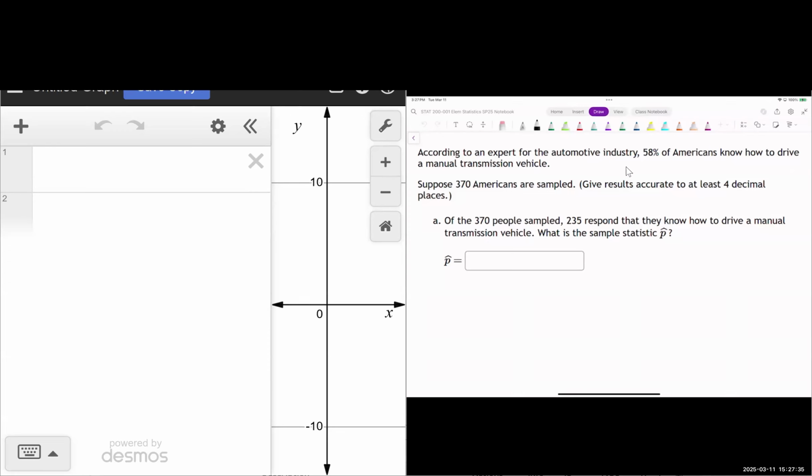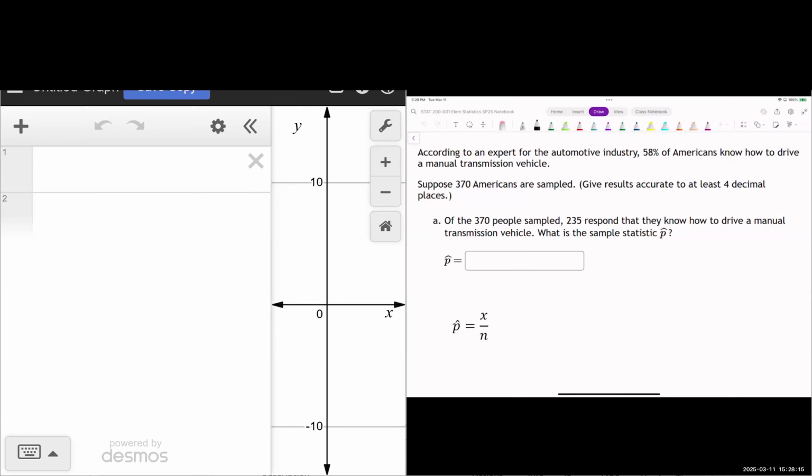According to an expert for the automotive industry, 58% of Americans know how to drive a manual transmission vehicle. And then we're told that 370 Americans are sampled. In part A, we're asked, of the 370 people sampled, 235 respond that they know how to drive a manual transmission vehicle. And we want to find the sample statistic p hat.